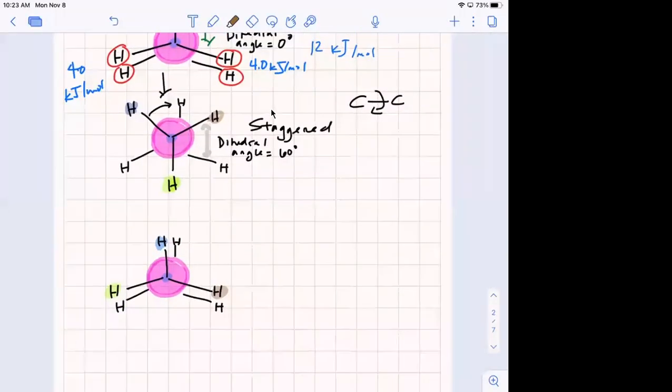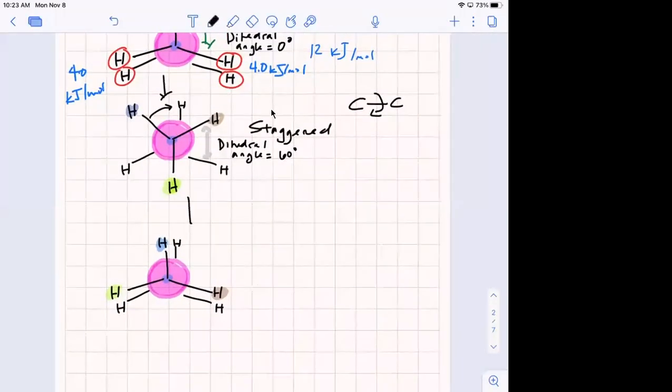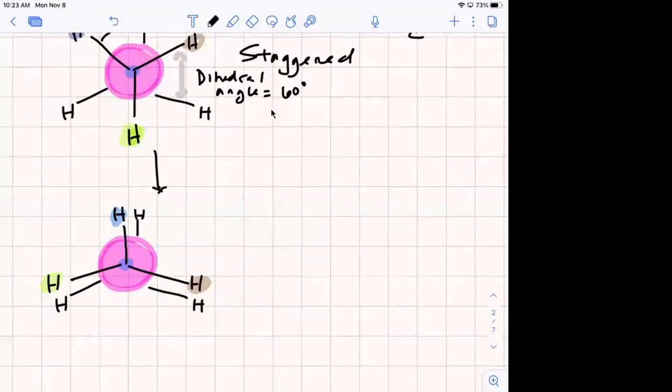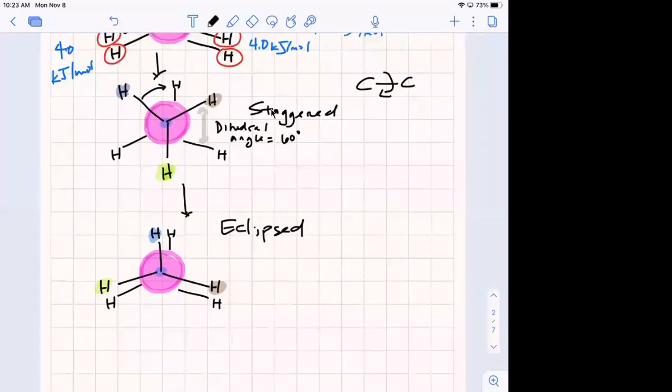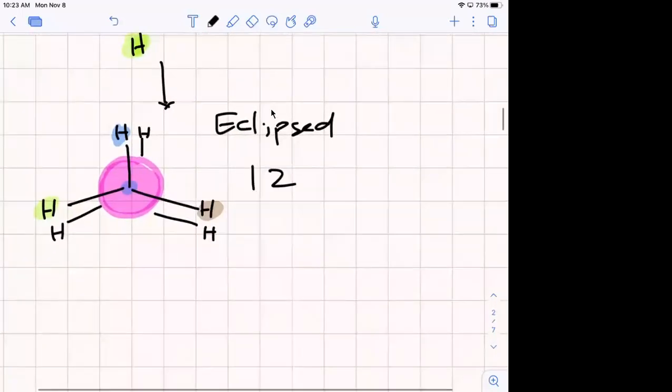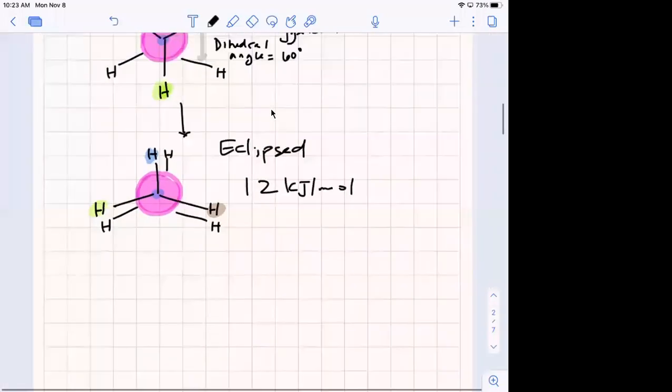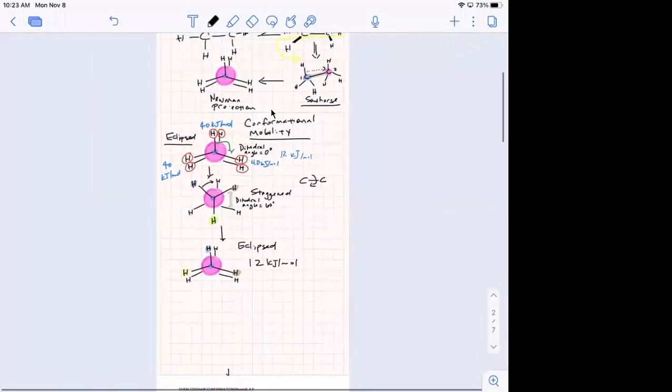Can y'all see that? So again, I'm rotating clockwise, and I closed up the dihedral angle, now back to 0. So now I'm back to an eclipsed conformation. And I'm back to the energy of 12 kilojoules per mole. Right? Anybody not following or not grasping it?